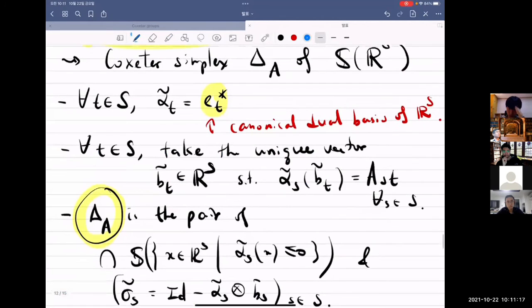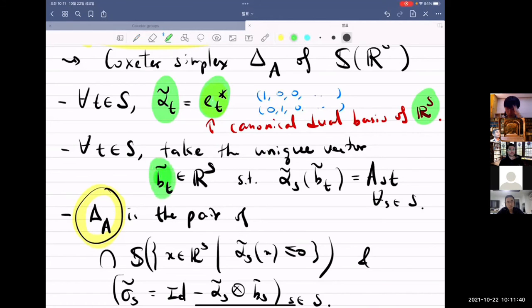Okay, so here the AP tilde is simply the dual basis of the RS. So if I write it as a row vector, it's simply 1, 0, 0, something like this, or 0, 1, 0, something like that. And then after that, we can easily take this BT tilde. So what will be the BT tilde? It will be simply the column vectors of A, isn't it?